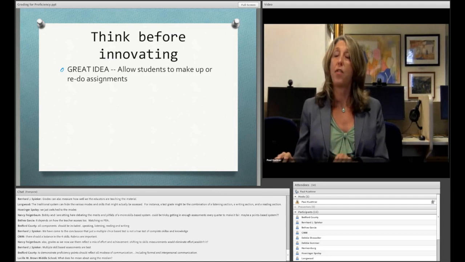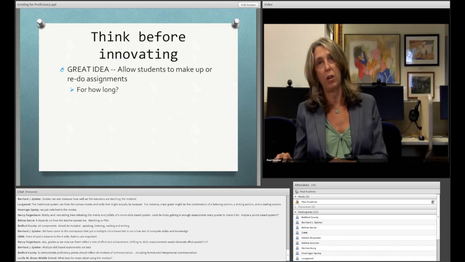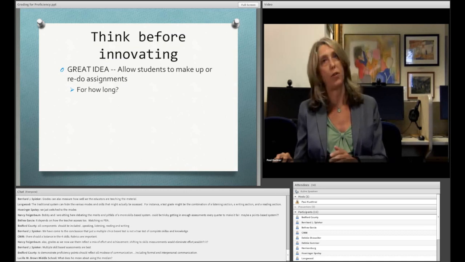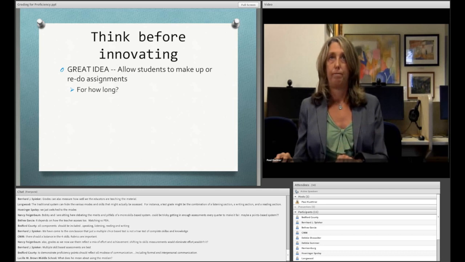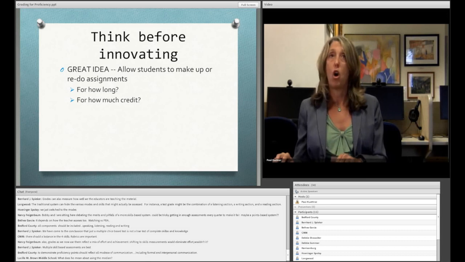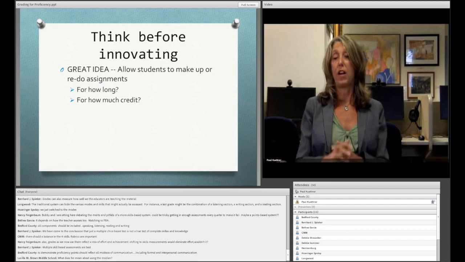But then there are other things that you have to take into consideration. For how long? So, would you leave the grade book open for the entire semester? Are you allowed to? Do you have to check with your department chair? Do you have to check with your assistant principal? For how much credit? So I personally used to, in my classroom practice, leave it open for the entire semester.